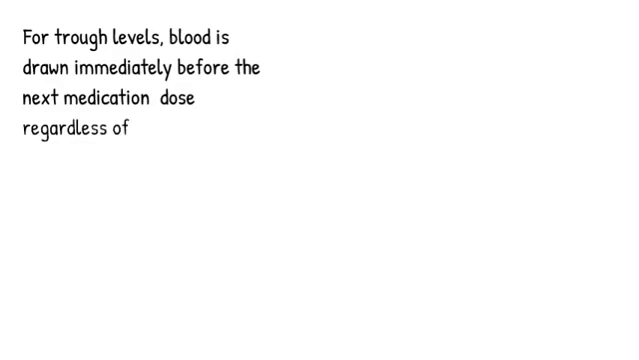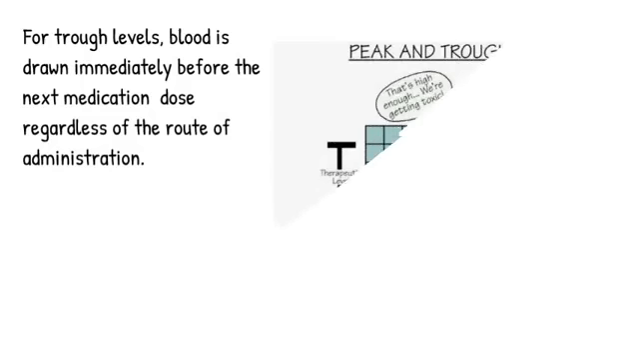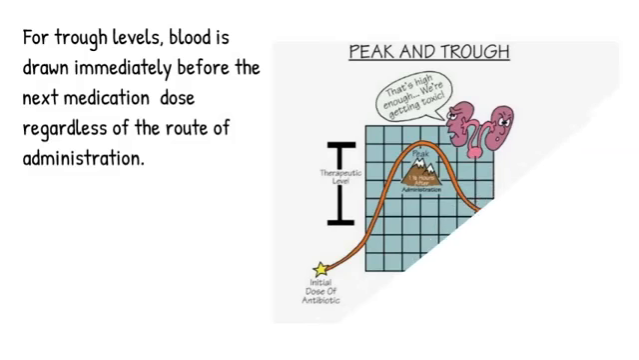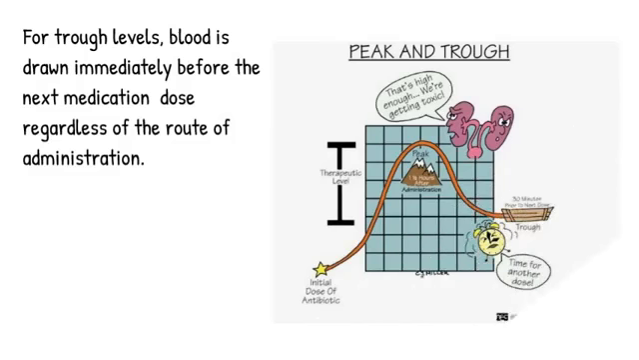Because we are monitoring patients for therapeutic drug levels, we may have to do what's called a peak and trough on certain medications to guide us on the dosing. A trough level is blood drawn immediately before the next dose of medication is given, regardless of the route of administration. So if it's given IV, you are going to draw this anywhere from 15 to 30 minutes prior to giving the medication. A peak level is the highest serum level, and that's typically drawn 15 to 30 minutes after the medication is given.